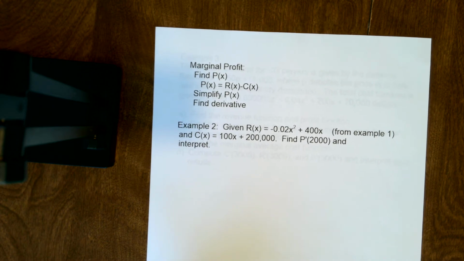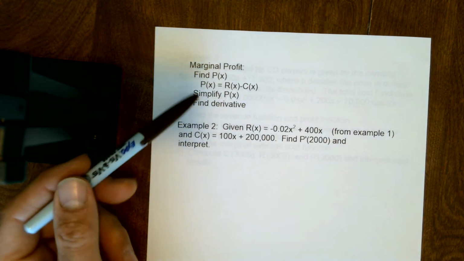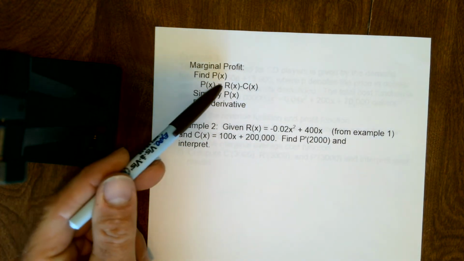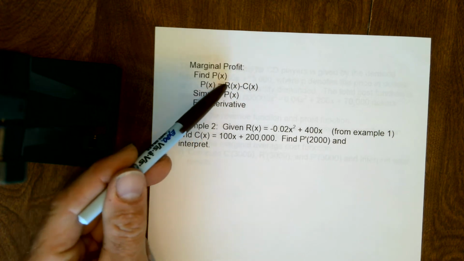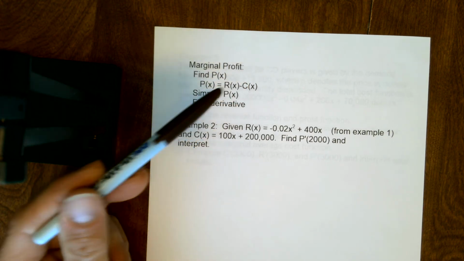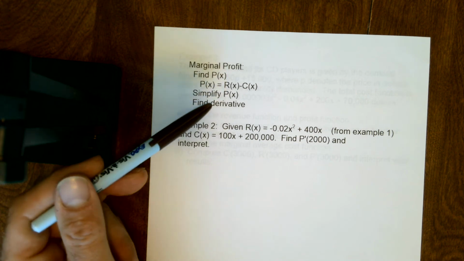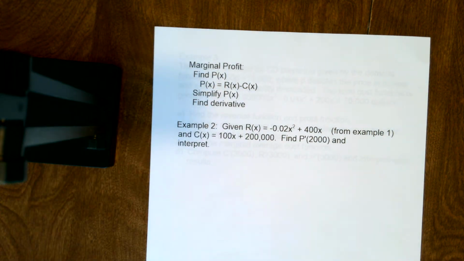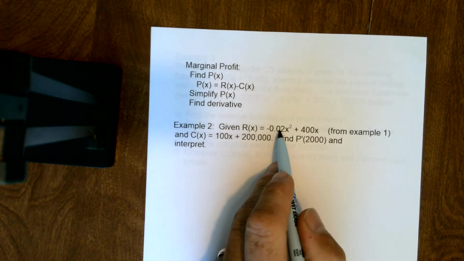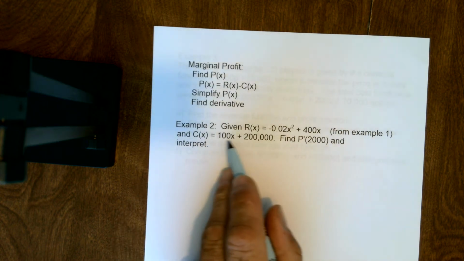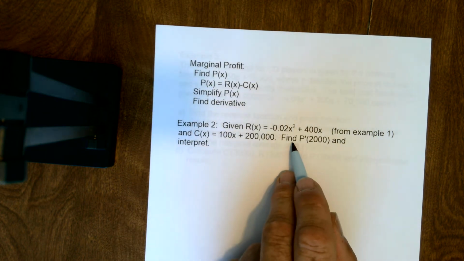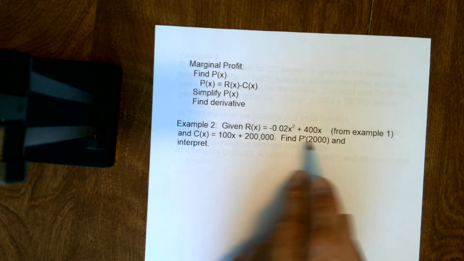We can do the same thing for profit. Recall, profit is revenue minus the cost, so we have to have the revenue function and we have to have the cost function. We can simplify P of x and then go ahead and find our derivative. So here we have our R of x. We're given a C of x. We're going to find P prime of 2000.